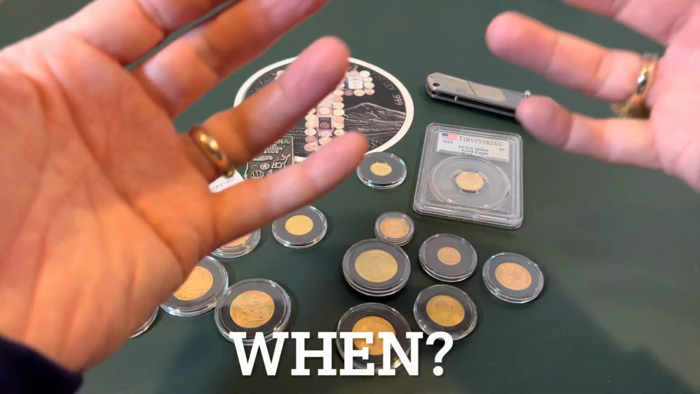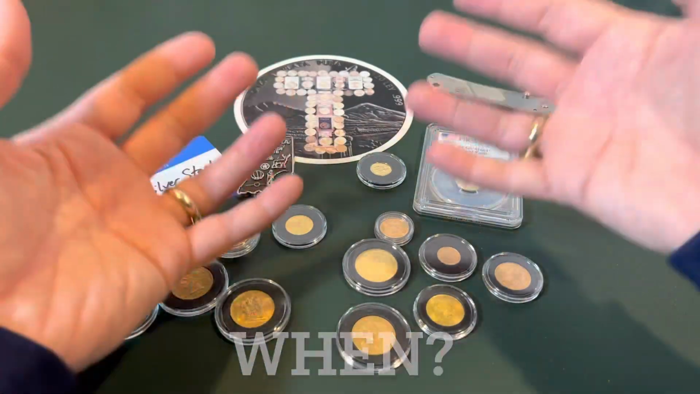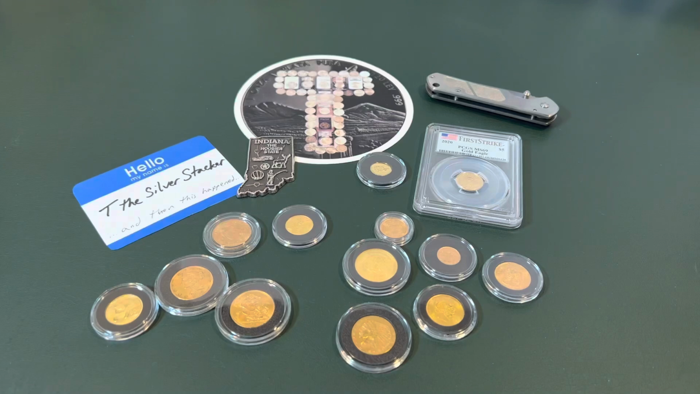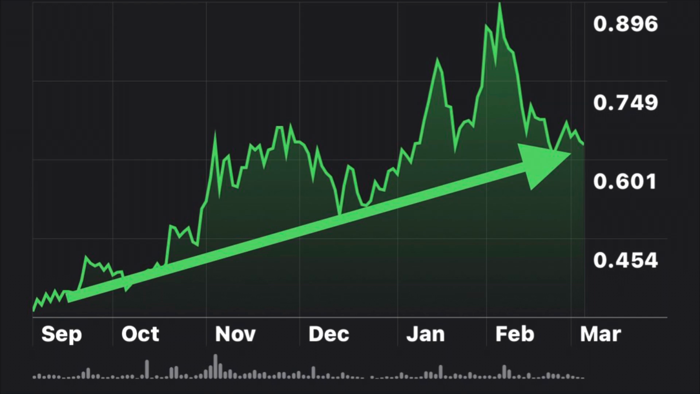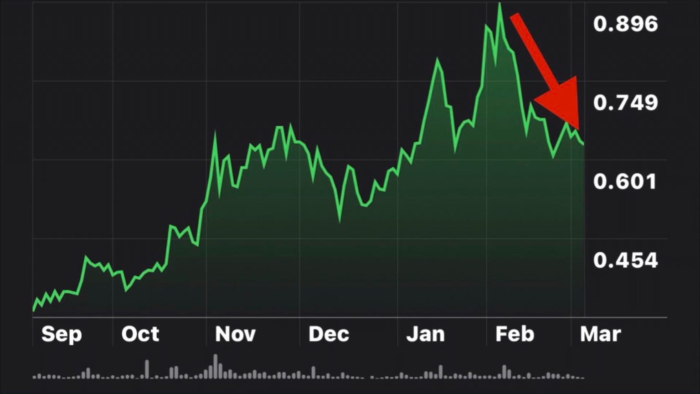Now let's talk about the when. So when is the right time to get involved? Hey, remember when I was talking about value earlier? Take a look at the Lithium Chile chart. In the last 6 months, you can see two things. Number one, the trend is going upward. Number two, recently the stock price has taken a little dip.